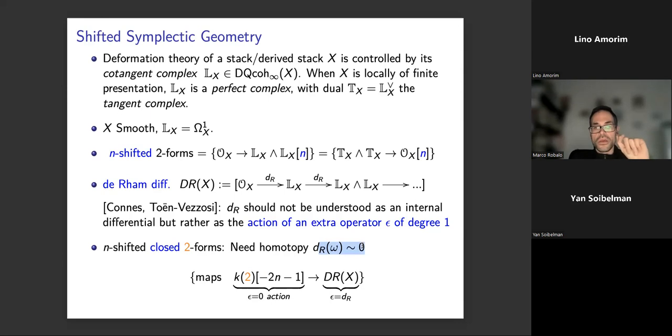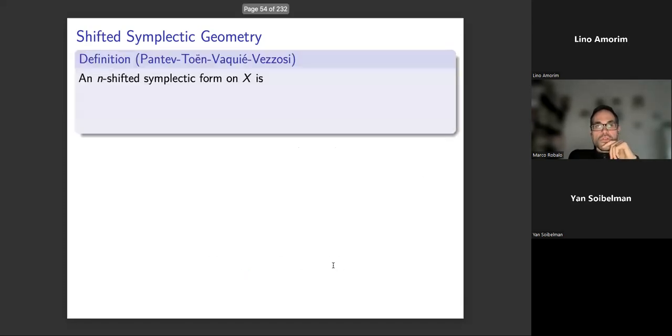Such maps are equivalent to a pair omega and a homotopy between the de Rham differential of omega and 0. So it's just a way to encode this information as maps of these things called mixed graded complexes. So I have a way to plug in a definition of n-shifted closed forms. So in particular, I have a way to talk about shifted symplectic forms.